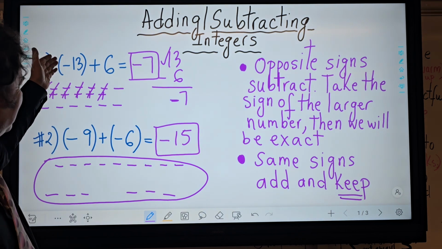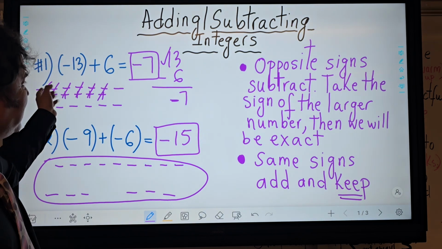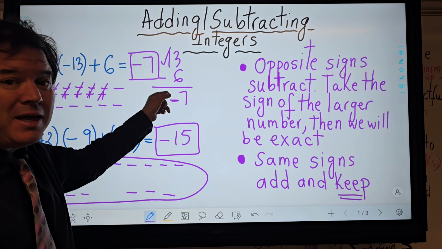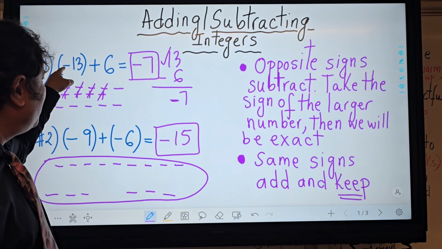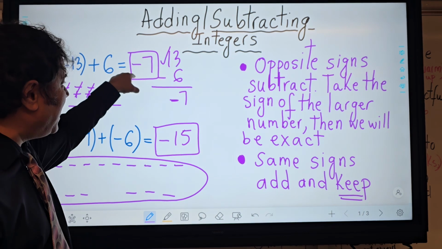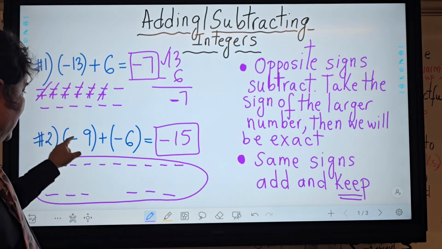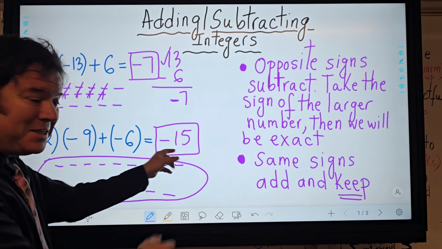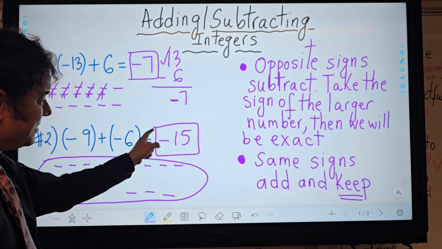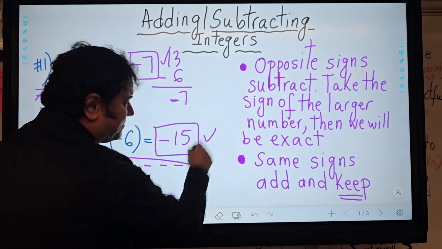Different signs subtract. 13 minus 6 is 7. Keep the sign of the larger number, then we'll be exact. Negative 7. Same signs, add the numbers and keep the sign. Negative 15.